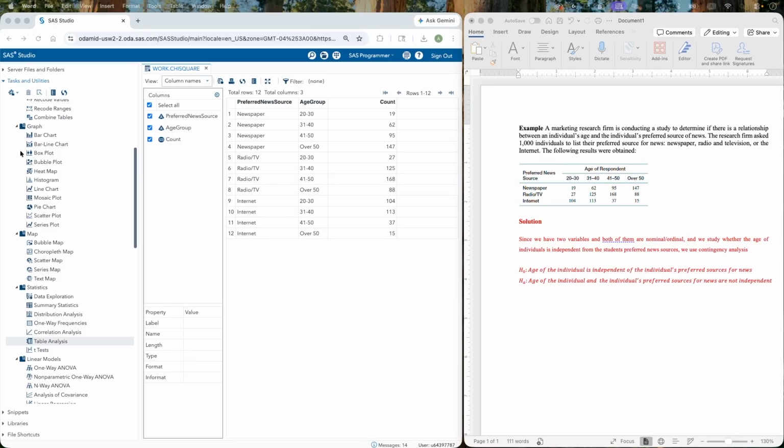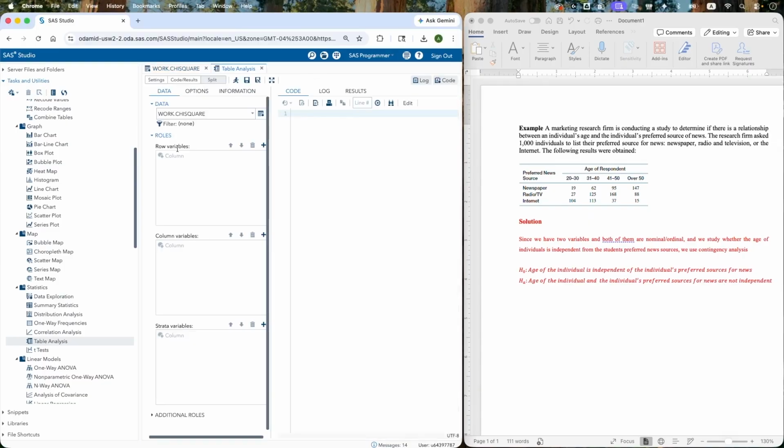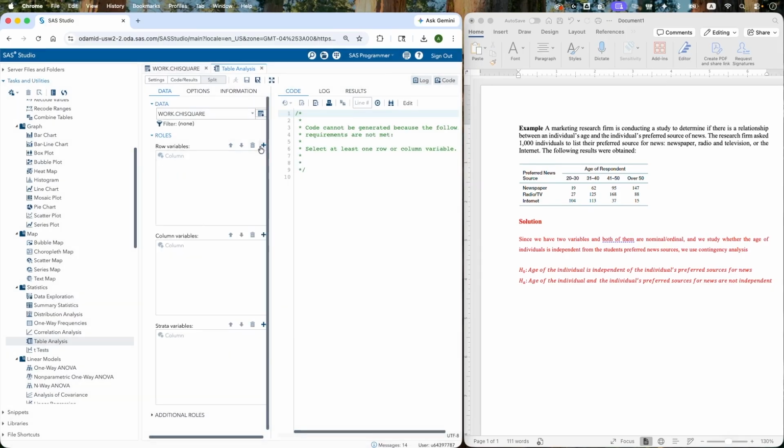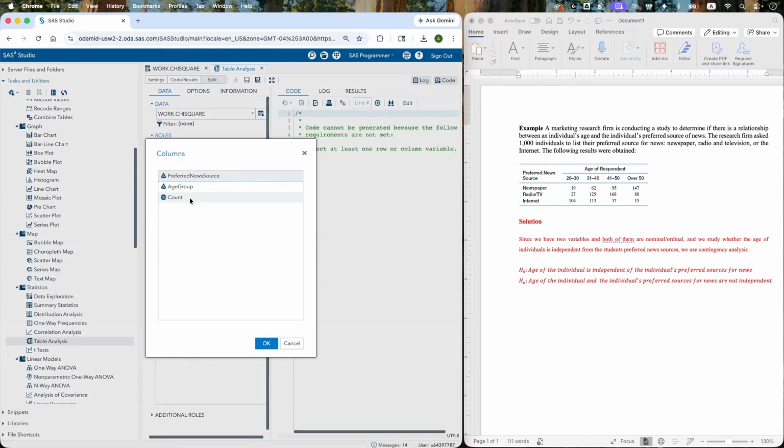To do that, we are going to go to statistics and table analysis, and we are going to choose my file. In this case, I do have the chi-square file. Then what is my row variable? In this case, I'm going to follow the convention of the book, in which the row is the predictor, which is the age group.